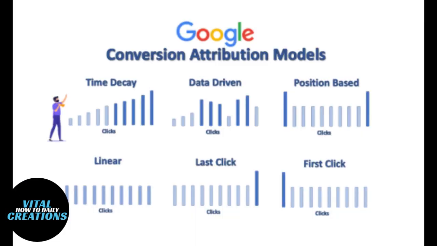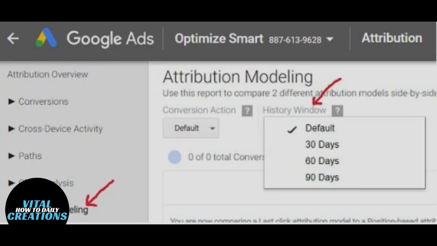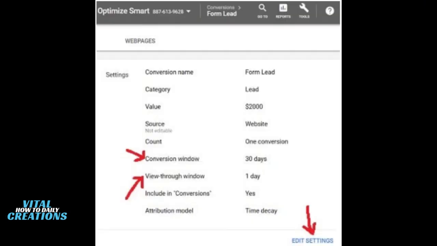Now, Google Ads tracks conversions based on your attribution model and look back window settings. If the time frame is too short, some conversions may not be counted. So go to your conversion settings and adjust the conversion window to a longer period to ensure all conversions are tracked.